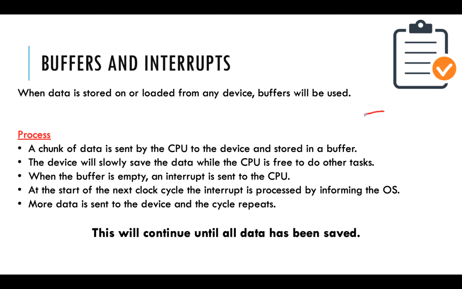So think about it like this. It's an empty glass. As the glass fills up and gets all the way to the top, we have to send an interrupt service routine saying we need to be processed because we're full. Then if the glass is empty, we need to send an interrupt service routine saying the glass is empty, we need more data, give us more data.